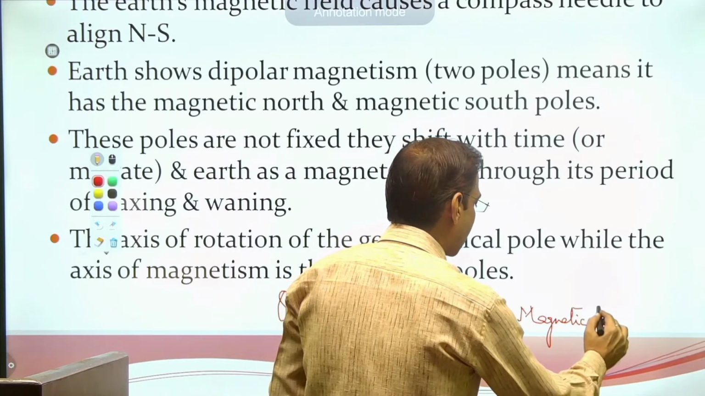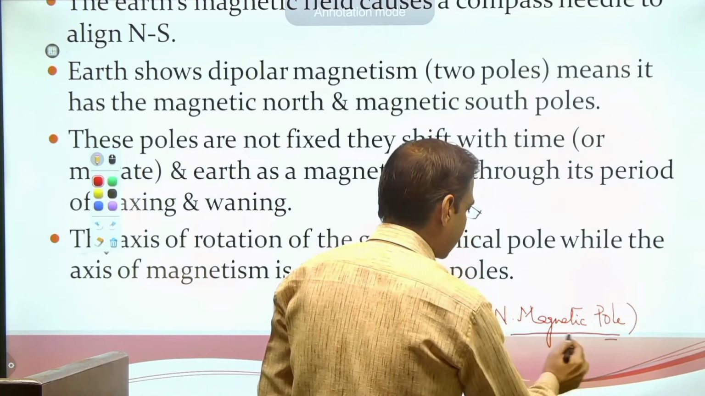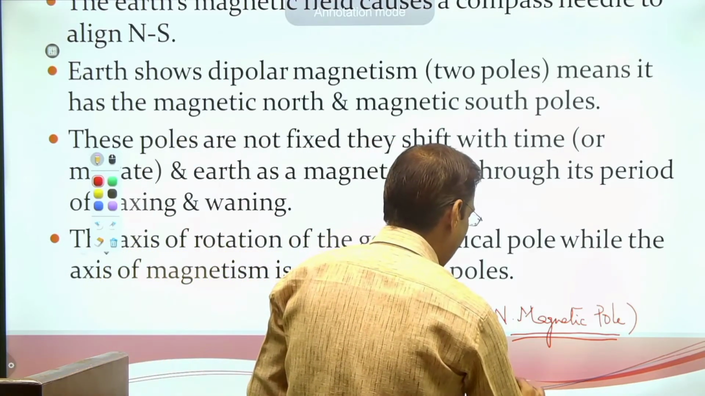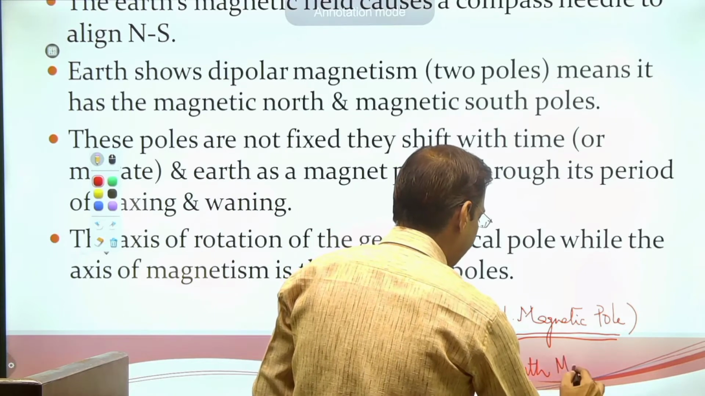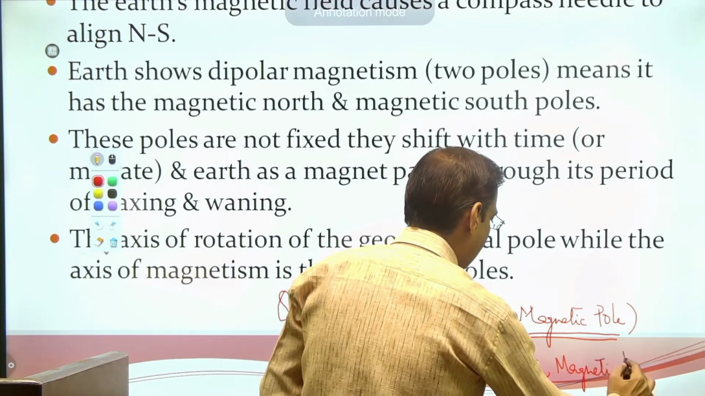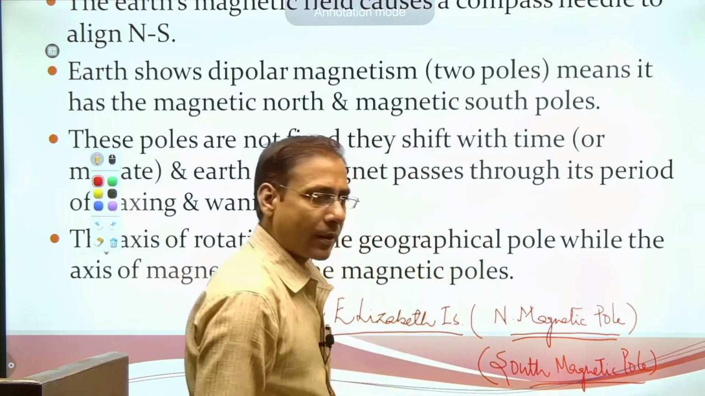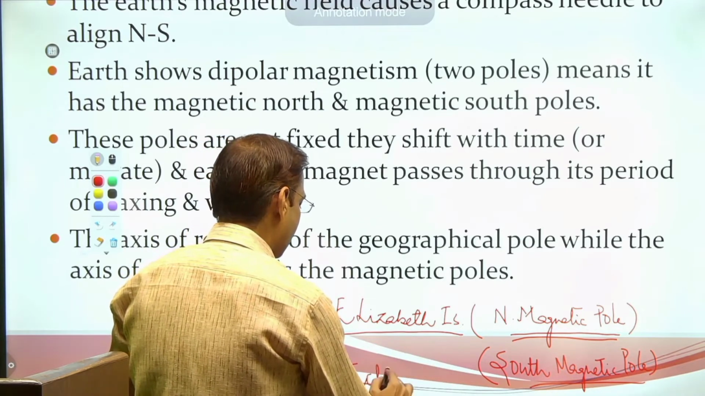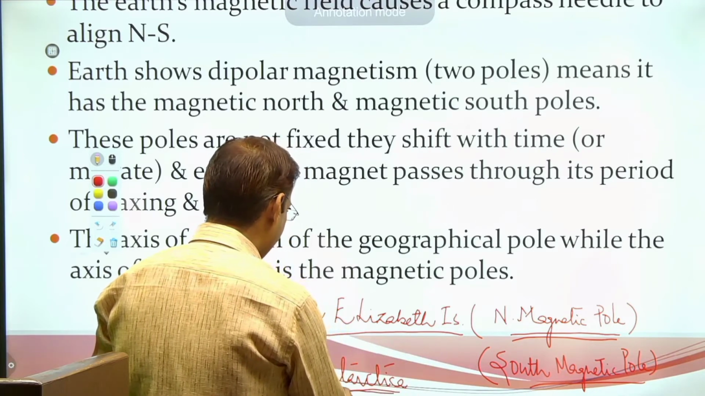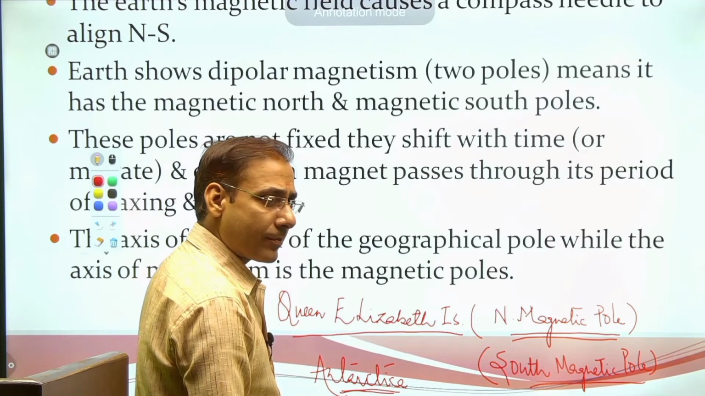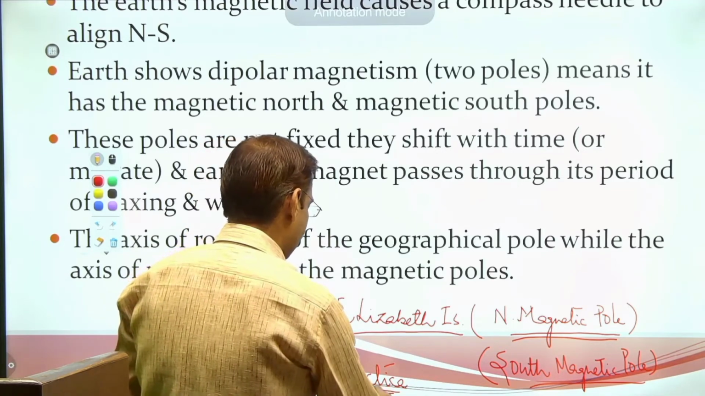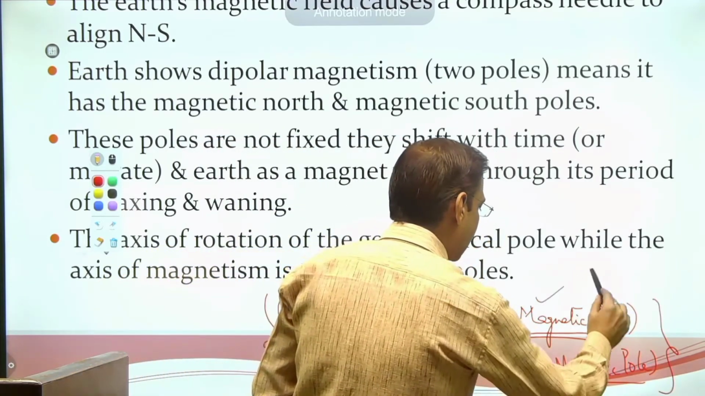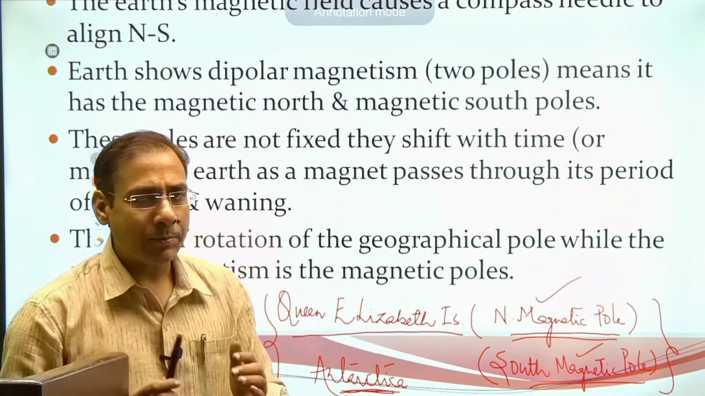So you can mark this North Magnetic Pole there, and where does the South Magnetic Pole lie? Yes. So here when you look at the atlas, you get the idea where the north magnetic and where the south magnetic pole at present lies.